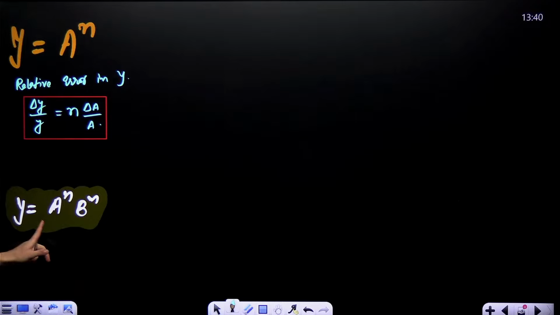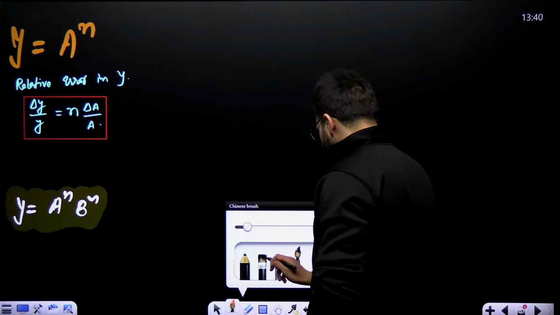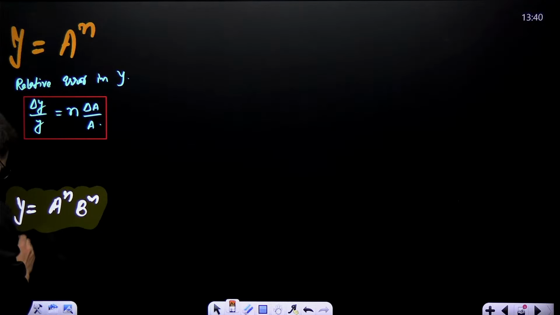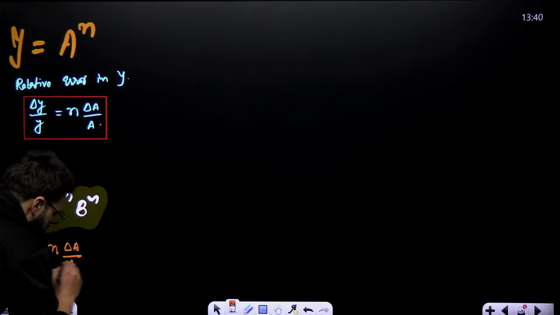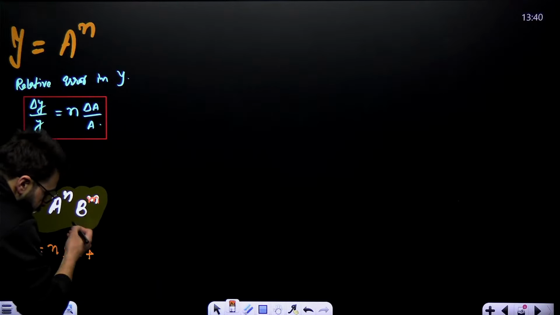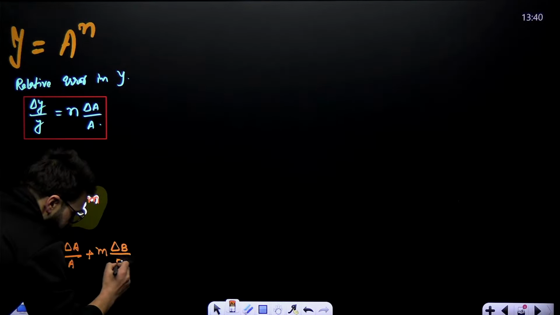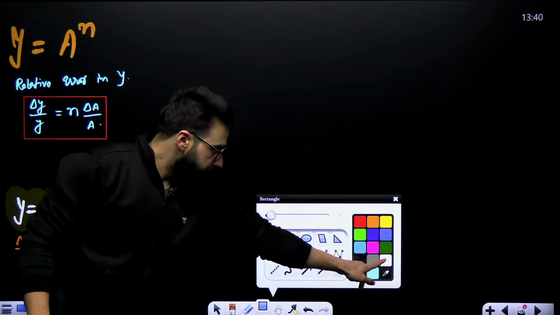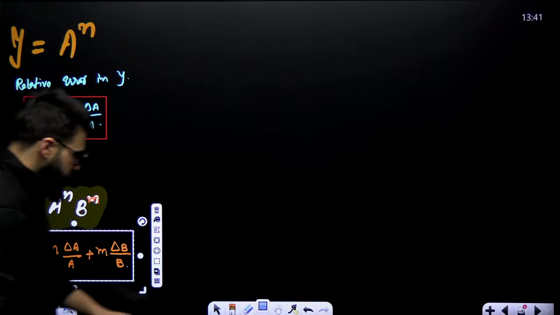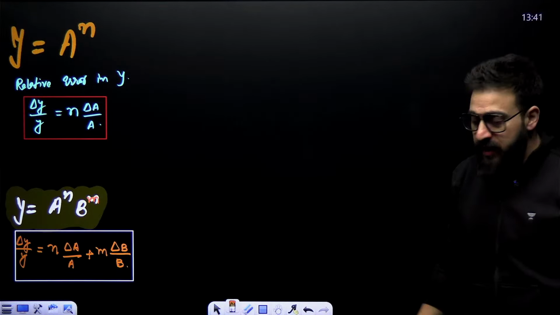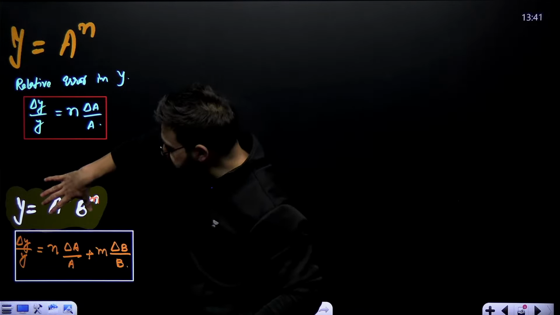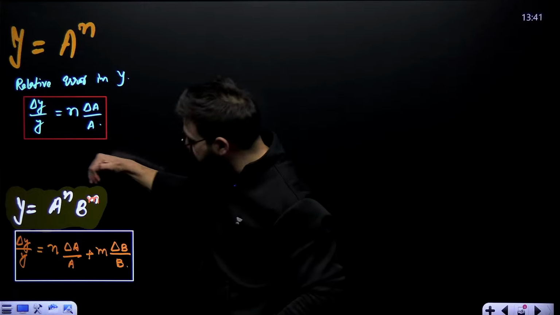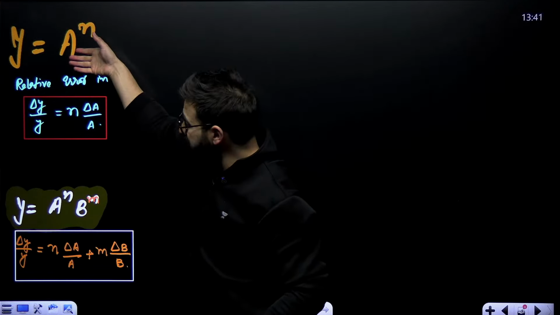Okay? If it is something like this, let me show you guys. In this case, delta y divided by y is equal to, guys, what is the power over here? n. Take this n down: n delta a divided by a. Then plus, and if this is m, take this m down, m delta b divided by b. This is how you exactly find out the error in this particular case. Delta y divided by y is equal to n delta a by a plus m delta b by b. If you have a physical quantity of this form, this is how you find the relative error.